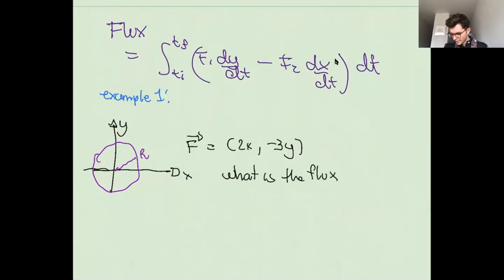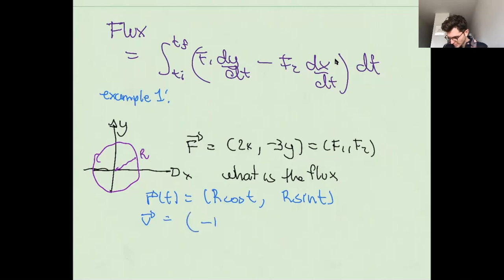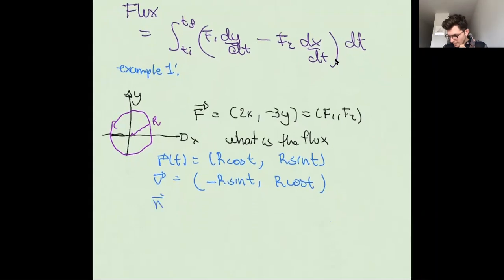Well, again, you use the formula. This is like f1 comma f2. So for these problems, you always need a formula for r of t. R of t in this case is r cosine of t, r sine of t, and the velocity vector is minus r sine of t, r cosine of t, and again, the vector n is dy dt, so this is r cosine of t, and minus the dx dt, so it becomes r sine of t.